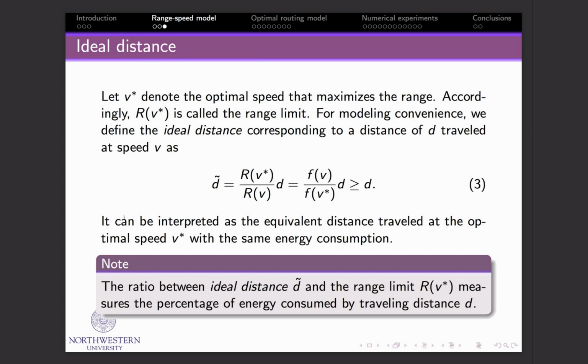Note that the ratio between the ideal distance and the range limit measures the percentage of energy consumed by traveling distance d. So with this ideal distance, we can measure how much energy is being consumed by traveling a link. With this range speed model and the ideal distance concept, we can now present our optimal routing model.